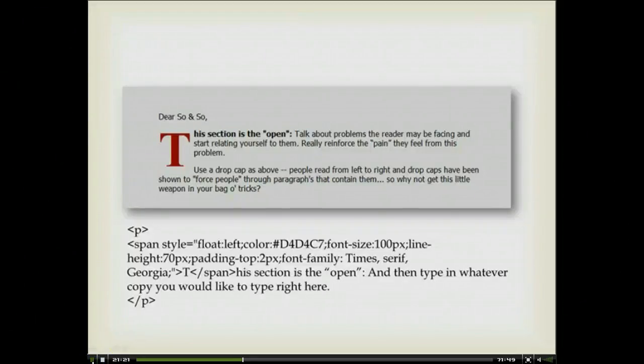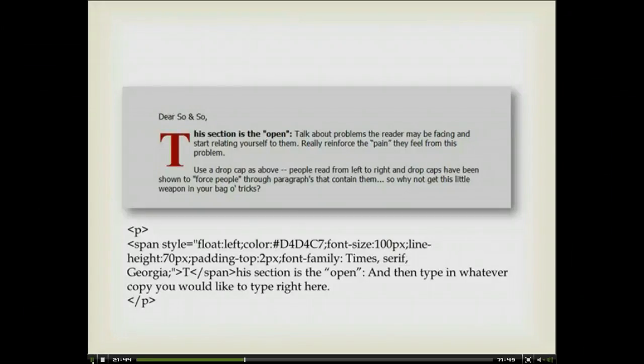Focus to there and then start reading. Some people use it, some people don't. It's basically preference, but it does help sometimes to get that person's attention and start them reading where you want them to go. So basically, people read from left to right, and drop caps have been shown to force people through paragraphs that contain them.